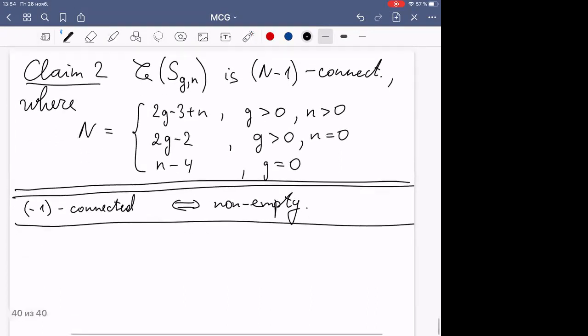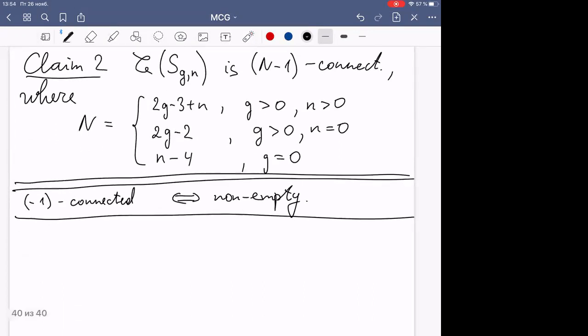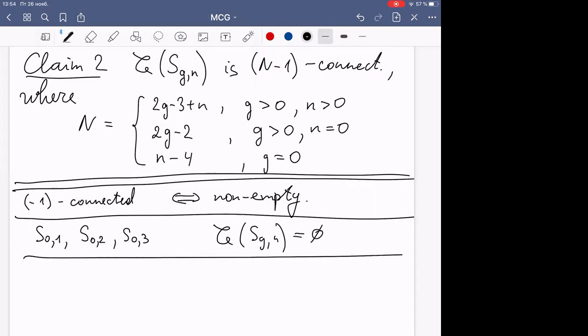So the only situation when the claim is complete nonsense is S_{0,1}, S_{0,2} and S_{0,3}. We have here N-1 connected. So in these three situations our complex is just empty, and this claim is complete nonsense. So we do not want to prove anything about the empty complex. But in all other situations, the complex is non-empty.